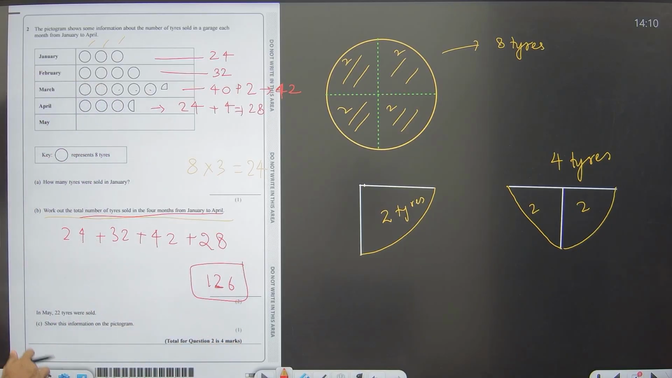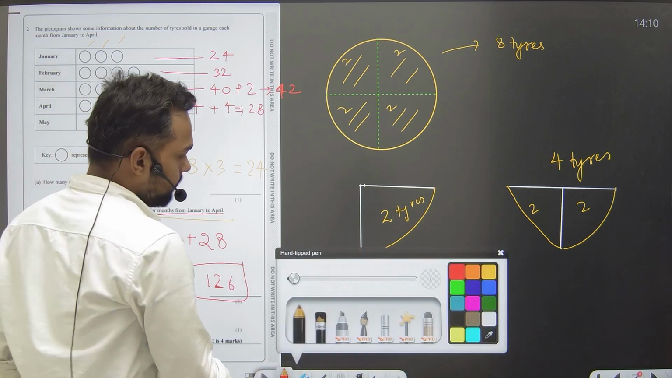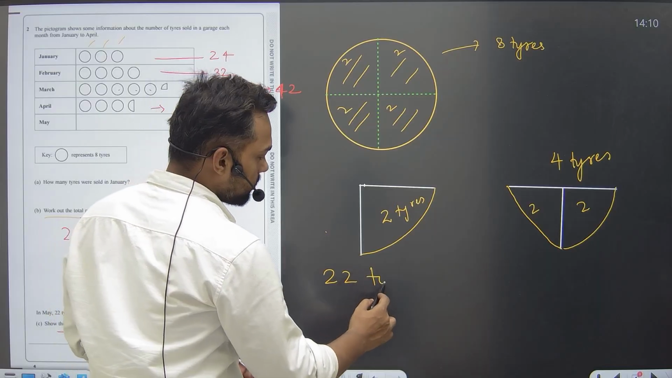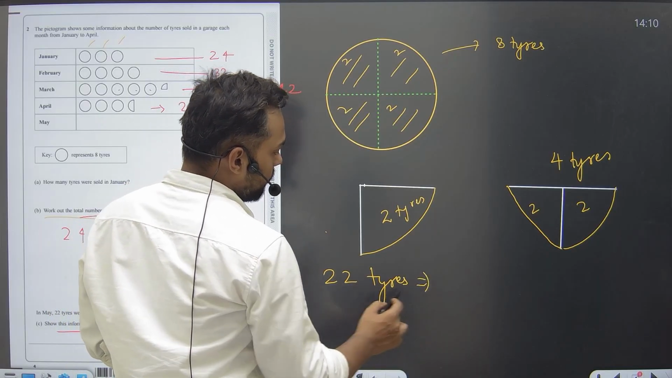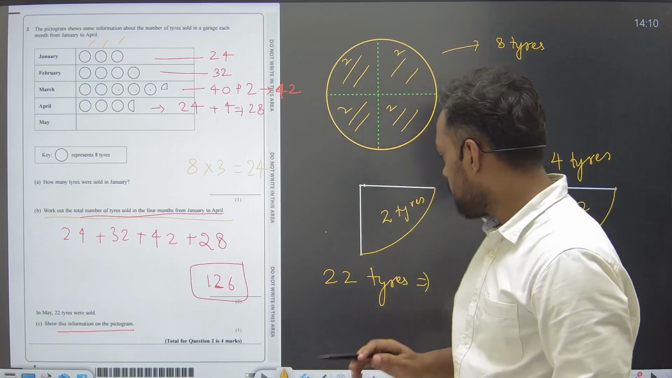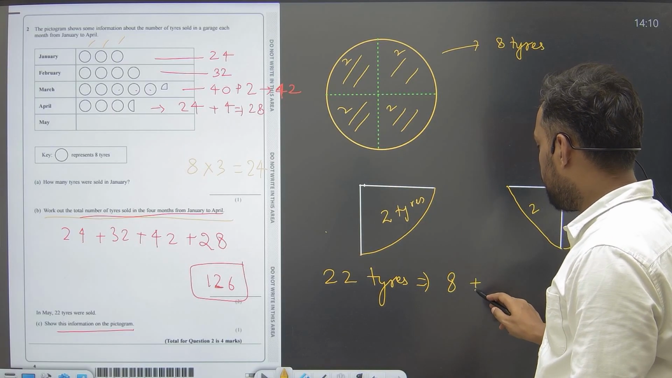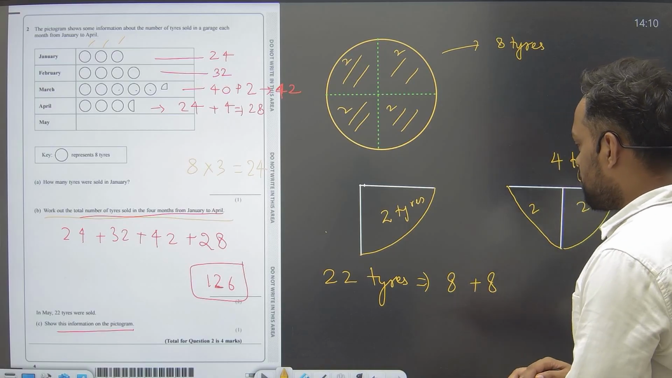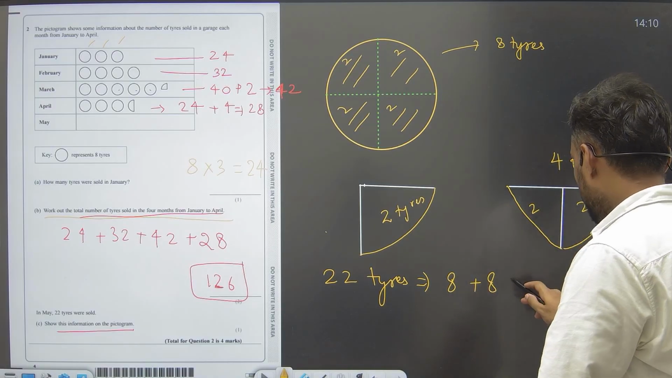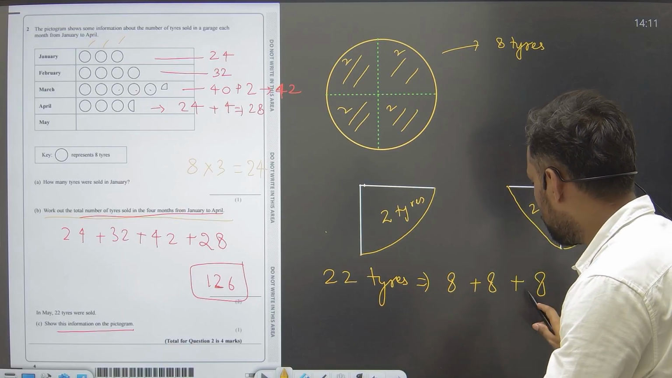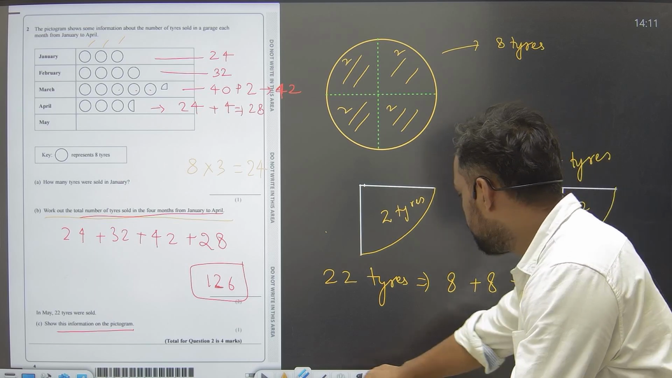In the next part, in May 22 tires were sold. Show this information on the pictogram. 22 tires were sold in May. One circle was representing 8 tires. So for this it will be 8 plus 8, 8 plus 8 is 16, plus 8 it will be 24, but they need 22 tires, so we need to figure this out. So we will be erasing it.